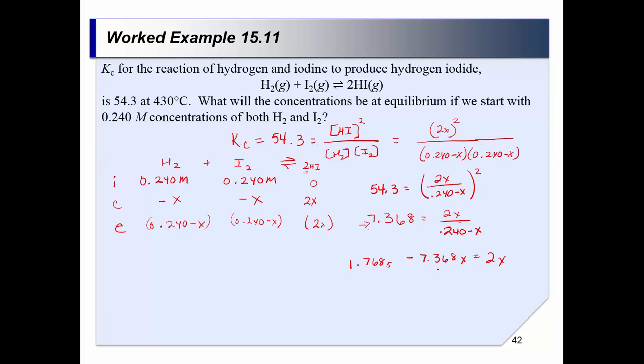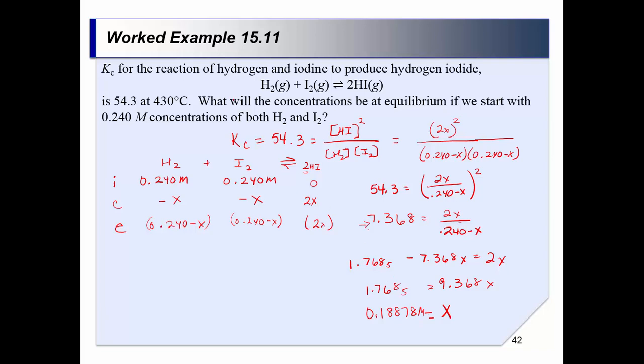Now I need to combine my x terms. And to do that, I need to add 7.368x to both sides. So I get 9.368x equals 1.768 and more numbers. Divide both sides by this 9.368 stuff. And I get x equals 0.18878. And I have too many digits here on purpose.